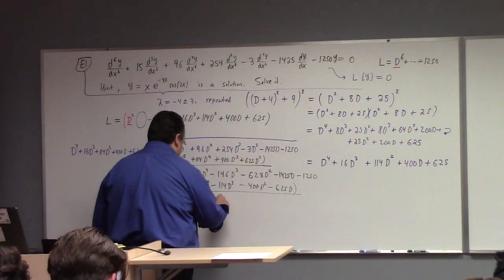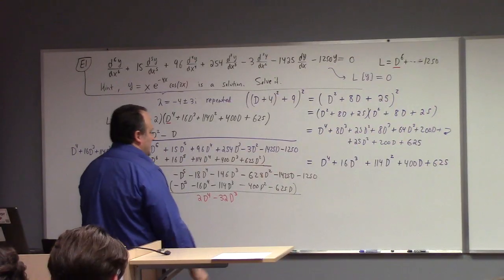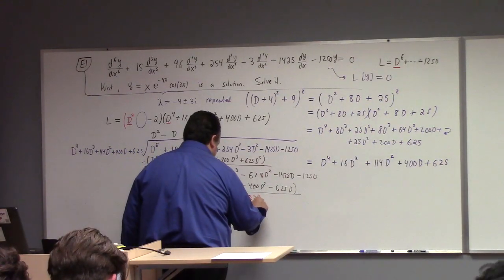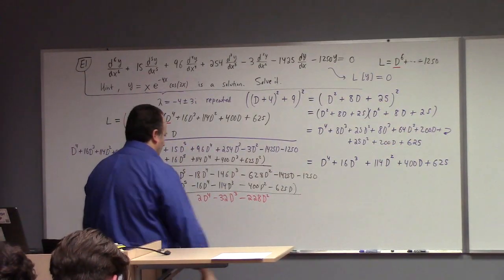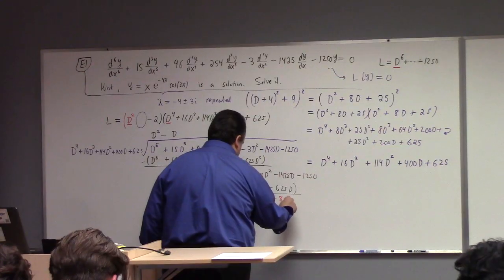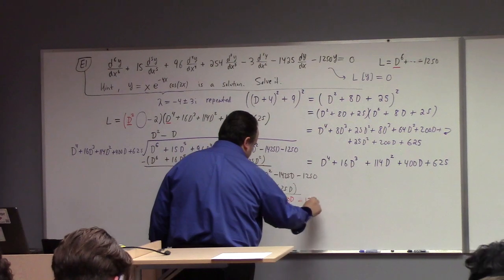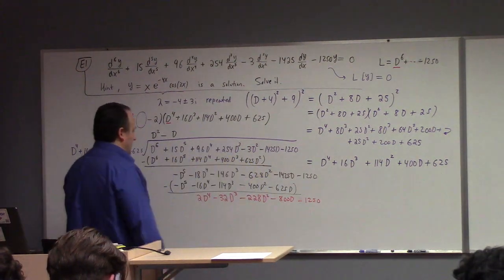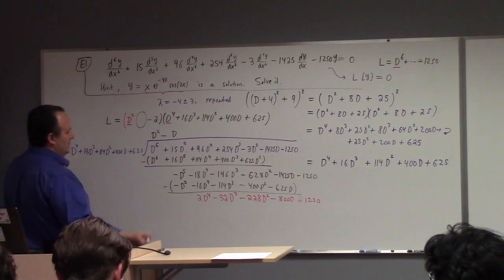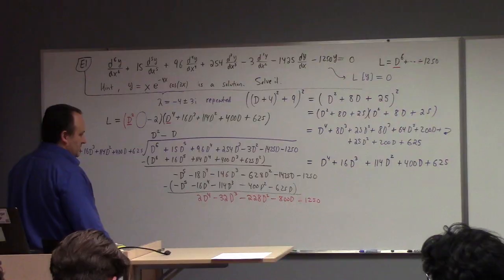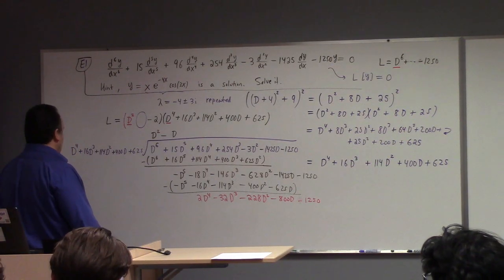Minus 32. Yeah. Minus 228. Minus 800. Plus 1250. Well, minus 1250 rather, right? All right. So finally, that's... Oh, come on. Wait, what? Oh, wait a minute, I can't multiply.